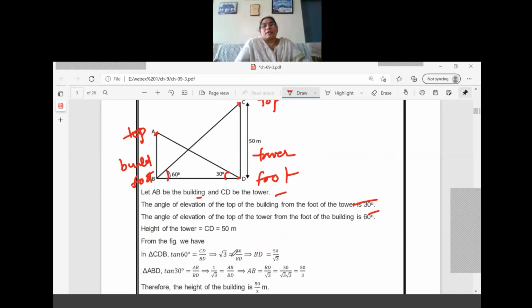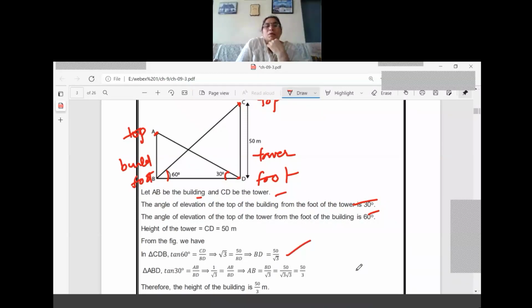So we can give tan 60. CDB only. Tan 60. What is the opposite side? CD. And what is the adjacent side? BD. So root 3 equals 50 by BD. So from this, BD we are calculating as 50 by root 3.